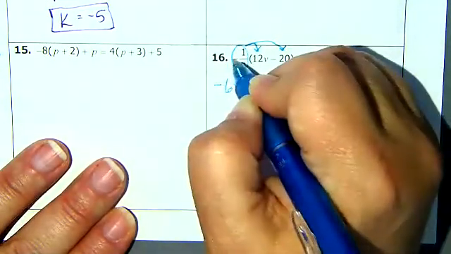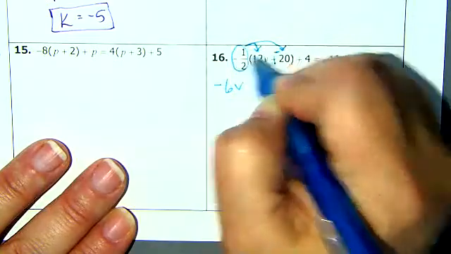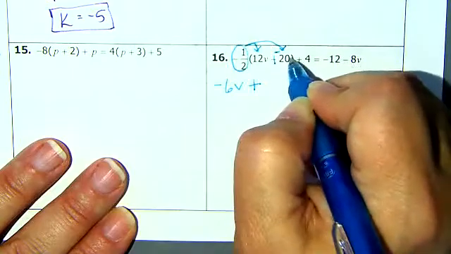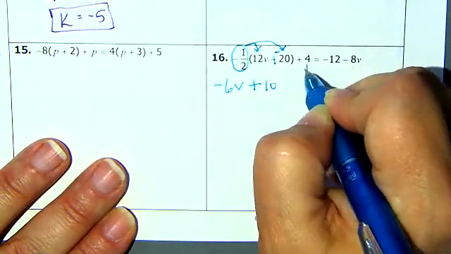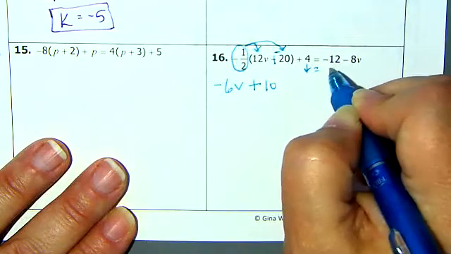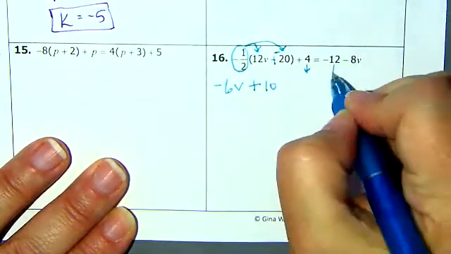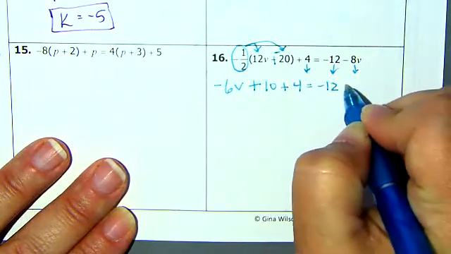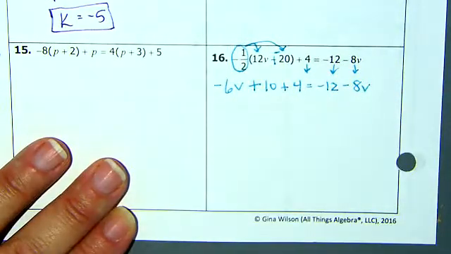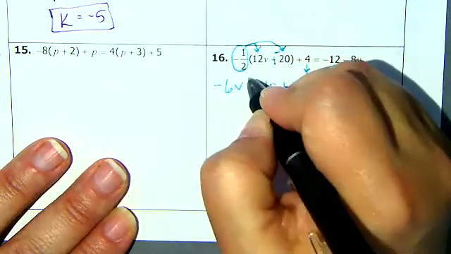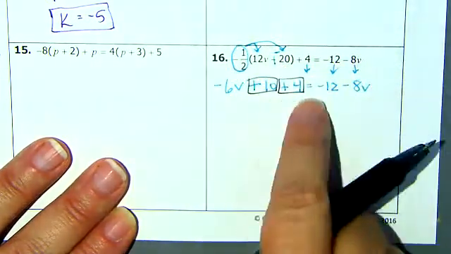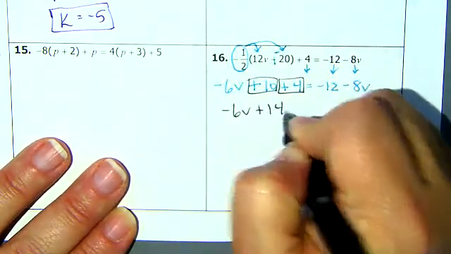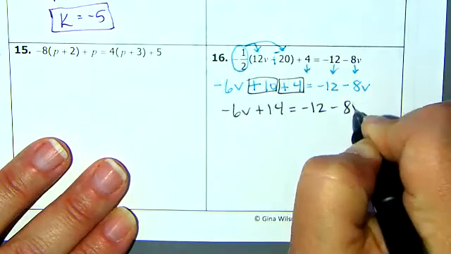So that's going to give me a negative 6v. When I'm doing this, I've got a negative. Remember, this is a plus, a minus. That's a negative times a negative, so that's going to give me a positive. Half of 20 is 10, a positive 10. Then we bring everything else down. There's not anything to simplify over here, so I just bring it down. Plus 4 equals negative 12 minus 8v. And now I combine my like terms, which happen to be just the constants on the left. So we now have negative 6v plus 14 equals negative 12 minus 8v.